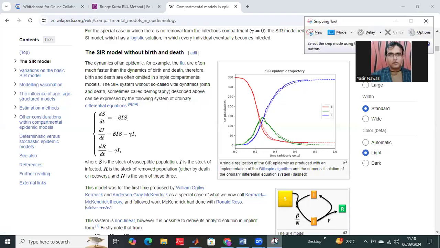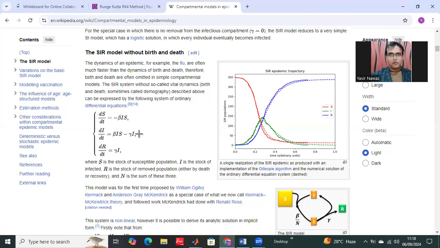I will try to apply the fourth order Runge-Kutta method to the SIR model. For doing that, I share the screen first. I bring this model, the SIR model, from this website.